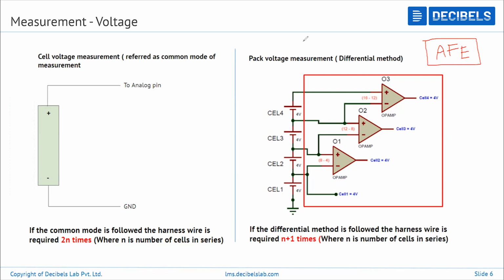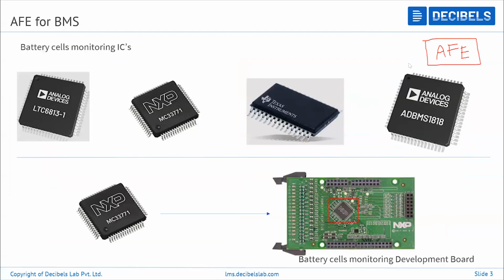I'll just show you the AFE. This is an AFE board. Whatever you are seeing here, I'll just mark it over here. This one is an AFE development board. At the end, you will make use of only this chip, but this is a development board. Whatever chip you are seeing, you can take a note of this number and search online to get more information on this part.